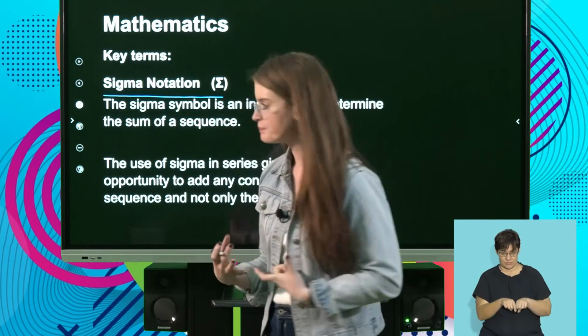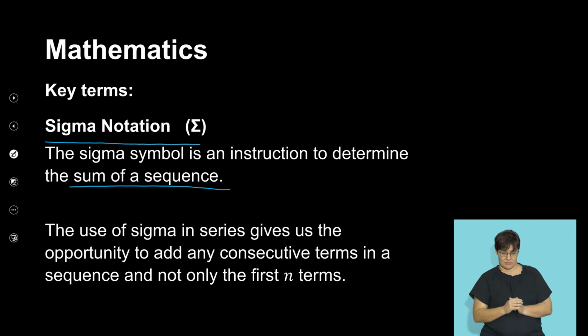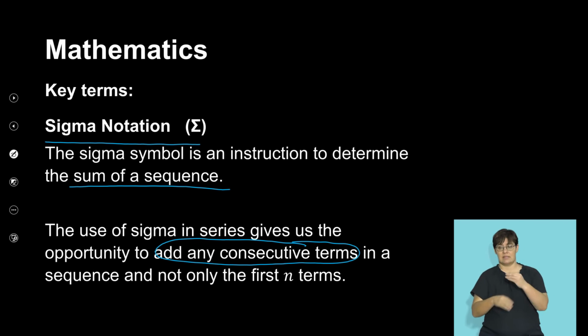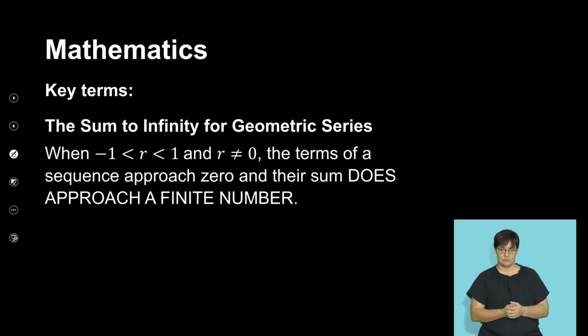Let's go back to the board. So the sigma symbol is an instruction to determine the sum of a sequence. So that's the link to your series. The use of sigma in series gives us the opportunity to add any consecutive terms in a sequence and not only the first n terms. So I could hypothetically add from the 3rd term to the 10th term. I don't have to go from term 1 to term 10. I'm allowed for the first term of my sum to not be term 1. Let's go to the next slide.